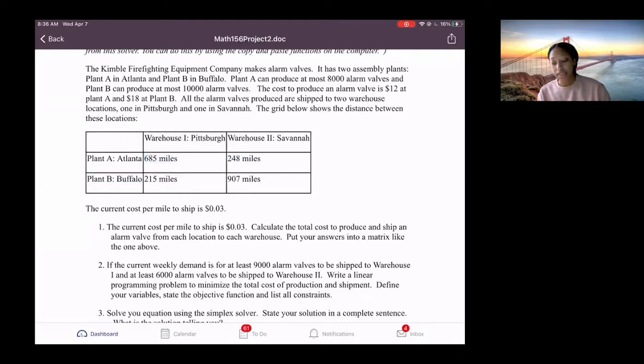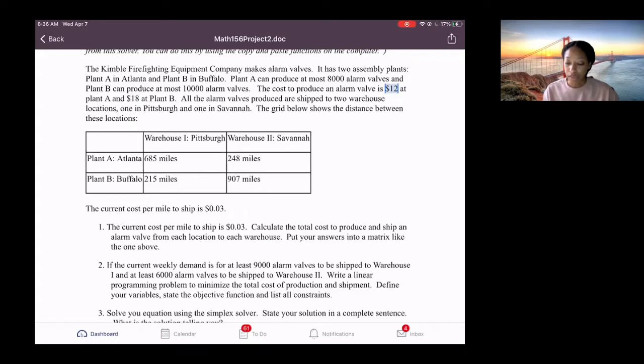So if we know that it's 685 miles to get from Atlanta to Pittsburgh, and we know it costs 3 cents per mile, we can multiply those 2 things together, right? That'll tell us how much it costs to ship one of the valves. And then also you have to take into account the cost that's up here. It's also going to cost us $12 to produce an alarm valve at Plant A, $18 at Plant B. So taking into account all of that information, in Plant A, it's $12 to produce the valve.